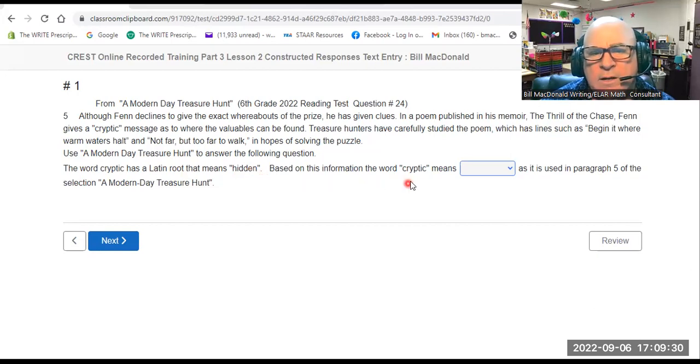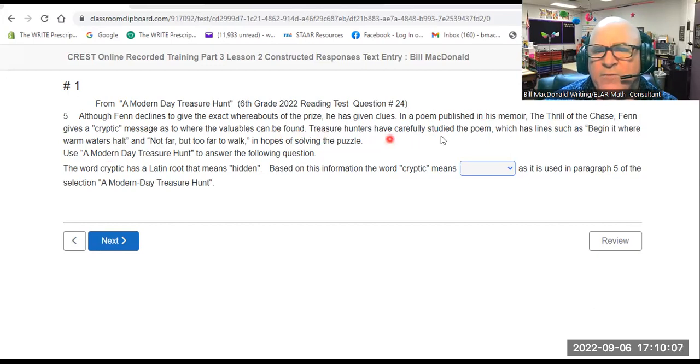The word cryptic, here I put it in quotation marks. It wasn't letting me make it bold, so I went ahead and put it in quotation marks in the passage so you could find it faster. It means blank, as it is used in paragraph 5 of the selection A Modern Day Treasure Hunt. So I would look at the whole sentence. In a poem published in his memoir, The Thrill of the Chase, Fenn gives a cryptic message as to where the treasure can be found.